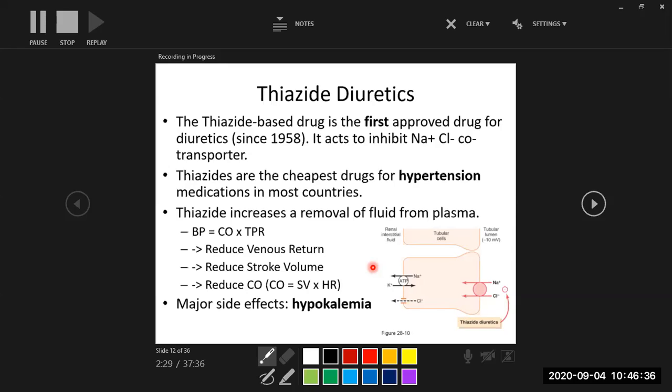So that's thiazide. A quiz question would be, which is the target of thiazide to provide the diuretic effect? You need to choose this channel, sodium chloride co-transporter. If I ask you for the location, you need to choose the distal convoluted tubule. Okay, so it acts on the distal convoluted tubule, and it acts by blocking the sodium chloride co-transporter.